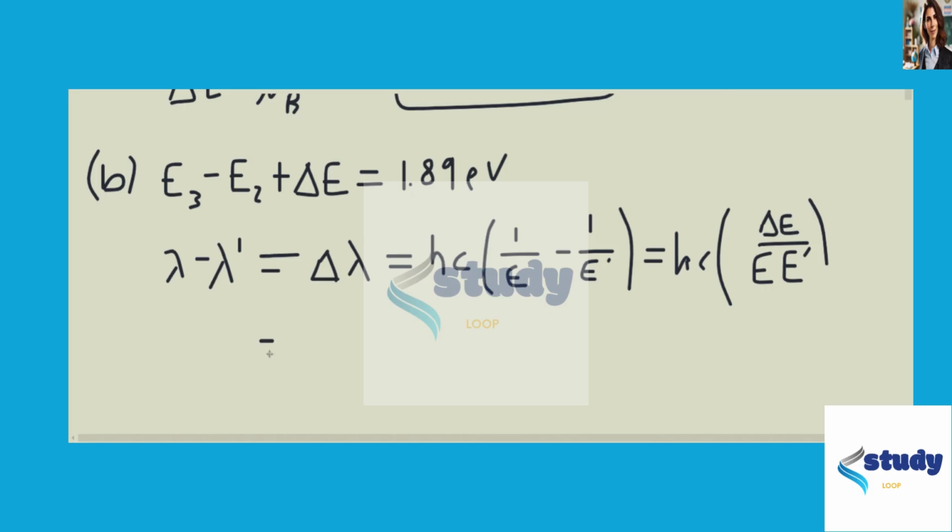So we have this being equal to hc times delta E over E squared, if E is equal to E prime. We're going to say E prime, and we're calling E 1.89 electron volts. We calculated at the beginning is our E value, the energy difference, plus the zero energy level field.